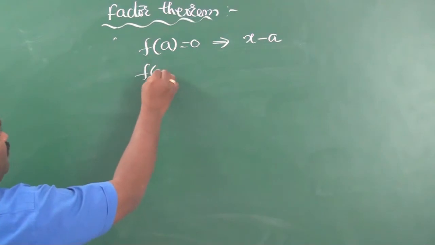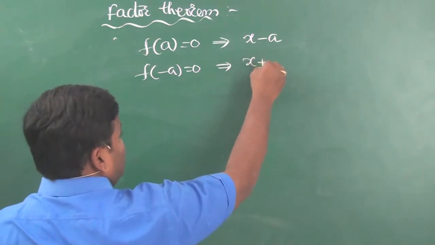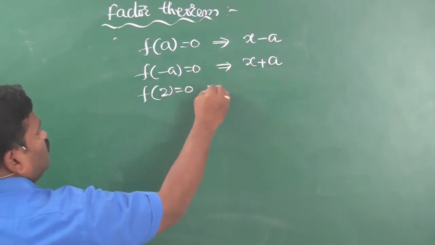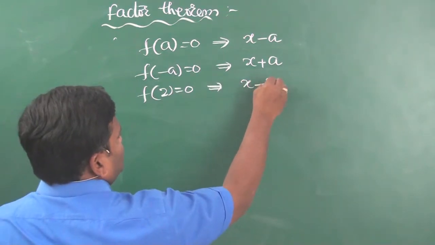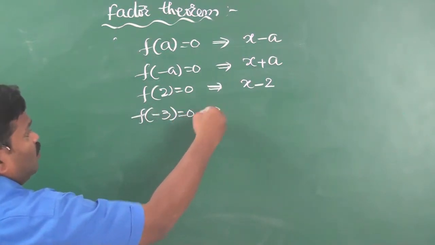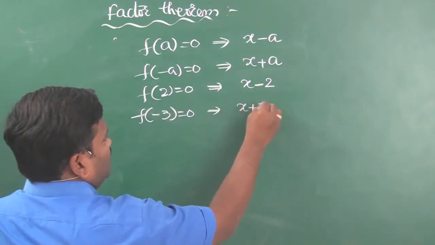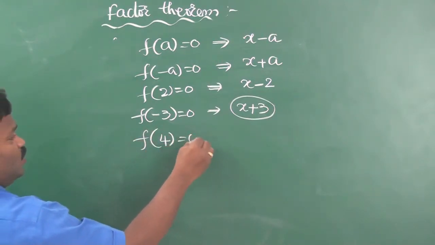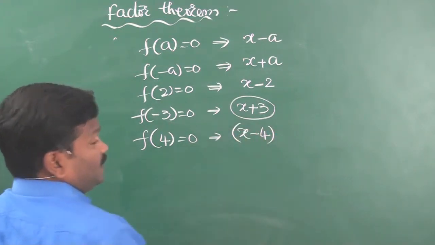Likewise, f of minus a equal to 0, what is the factor? X plus a. F of 2 equal to 0, what is the factor? X minus 2. F of minus 3 equal to 0, what is the factor? Minus becomes plus there. X plus 3 is the factor. F of 4 equal to 0, then x minus 4 is a factor.